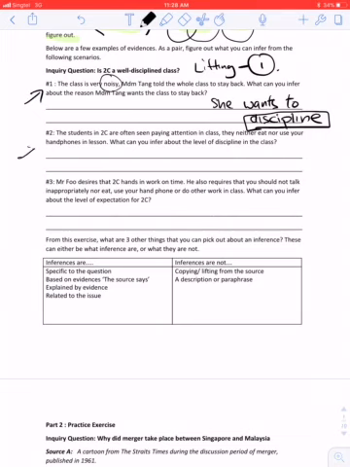Okay, similarly for this question too, 2C often seen paying attention. This is what I want to see. They neither eat nor use their handphone in lesson. What can you infer about the level of discipline? In this case, they are asking you about the level of discipline. So always highlight what they want you to infer about. So you just tell me the description. If a class pays attention, they neither eat nor use handphone, the level of discipline definitely is high, so I can infer the level of discipline is high. It's as simple as that.